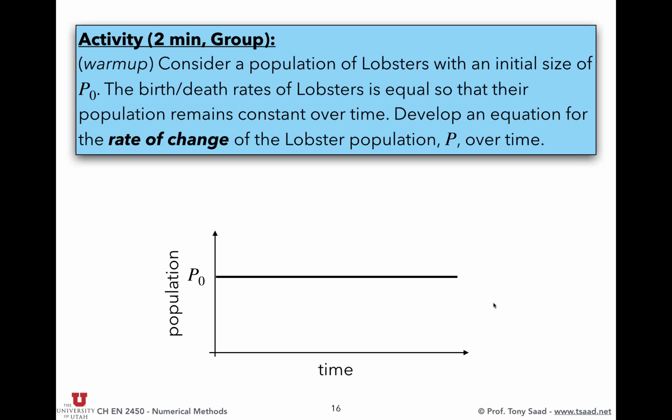Now, I want you to develop an equation. This is the first differential equation that you develop. I want to develop an equation for the rate of change of the lobster population, P, over time. So I want an equation for dP by dt that describes this lobster population that doesn't change over time. Go. And if you find an answer, even before the time ends, feel free to speak out. Here you got 15 seconds.